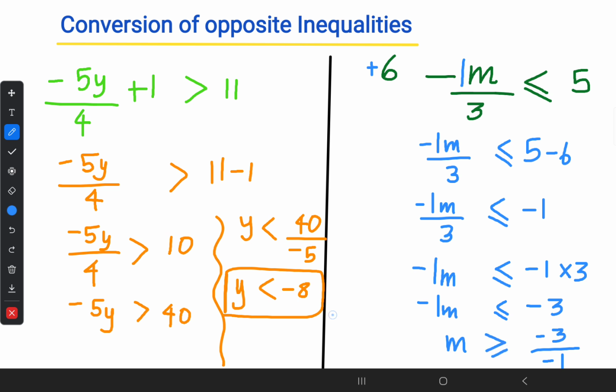So, I'll write the answer here. M is greater than or equals to negative 3 divided by negative 1. Negative and negative simplified, 3 divided by 1. It would be 3. This is the solution.